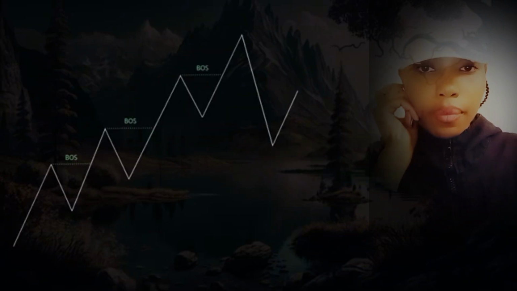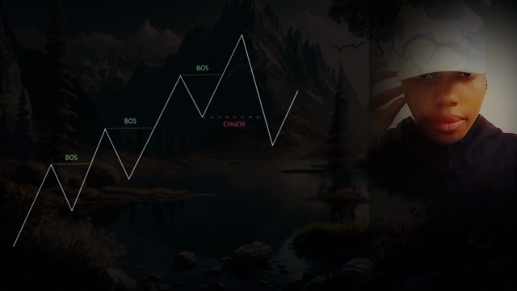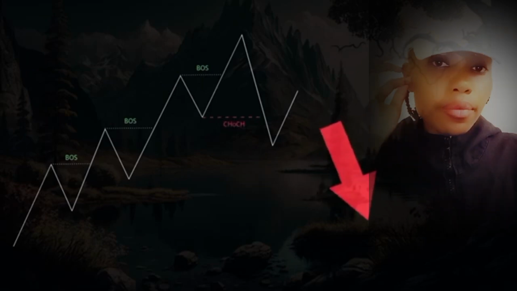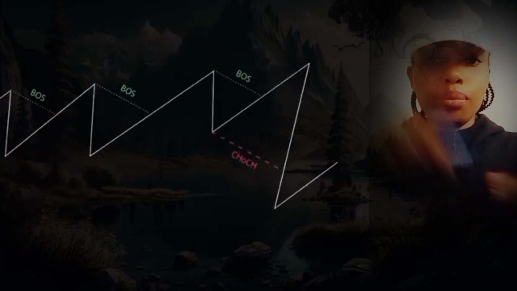In order for this to be an official reversal, price has to break this prior higher low, which is right here. Once this move has happened, that is called change of character, which can identify when a reversal is about to happen. Now you'll see these absolutely everywhere you look, but what we're looking for is something extremely specific.